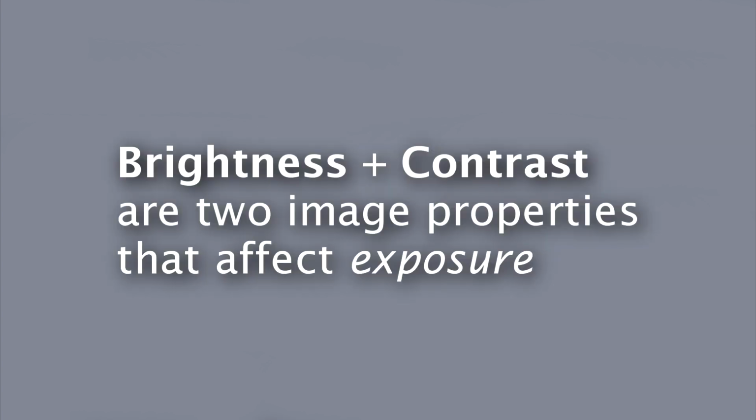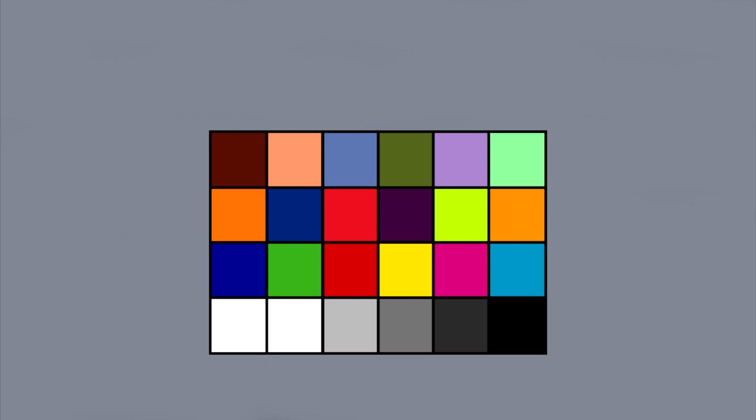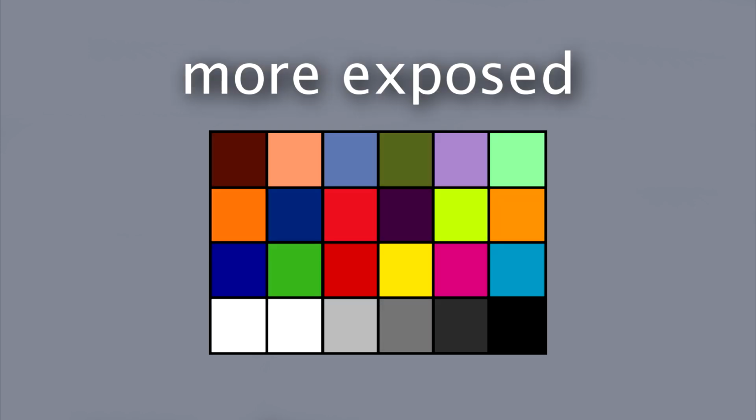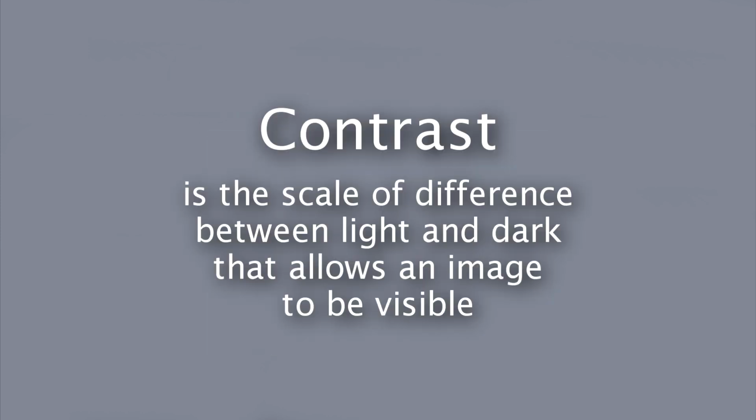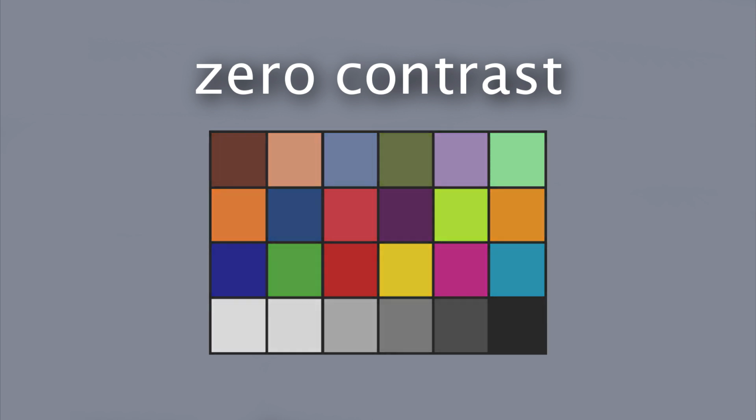Brightness and contrast are two image properties that affect a photo's exposure. Brightness is the overall lightness or darkness of the image. The amount of exposure controls brightness. Less exposed equals a darker image, and more exposed equals a lighter image. Contrast is the scale of difference between light and dark that allows an image to be visible. Zero contrast in an image means there is no difference between light and dark. Every image ends up being one color, a mid-tone gray.